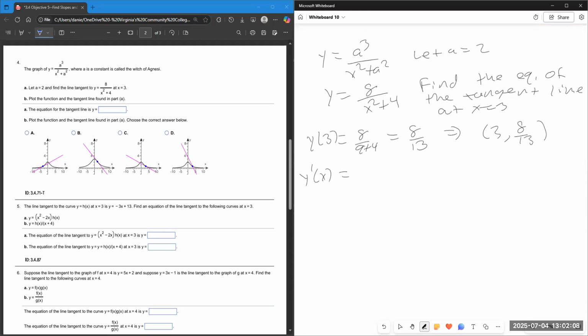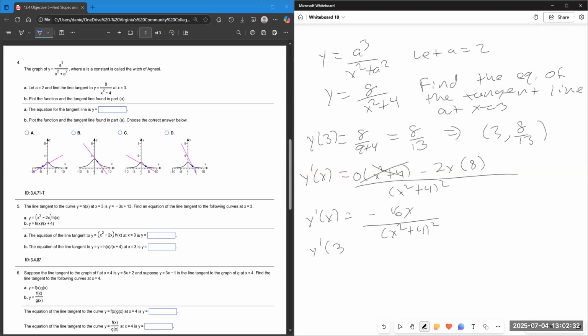y prime of x is equal to derivative of the top times the bottom, minus derivative of the bottom times the top, all over the bottom squared. This piece is 0, so y prime of x is negative 16x over x squared plus 4 quantity squared. y prime of 3 is going to be negative 48 over 9 plus 4, which is 13. 13 squared is 169. And so y minus 8 over 13 equals negative 48 over 169 times x minus 3.